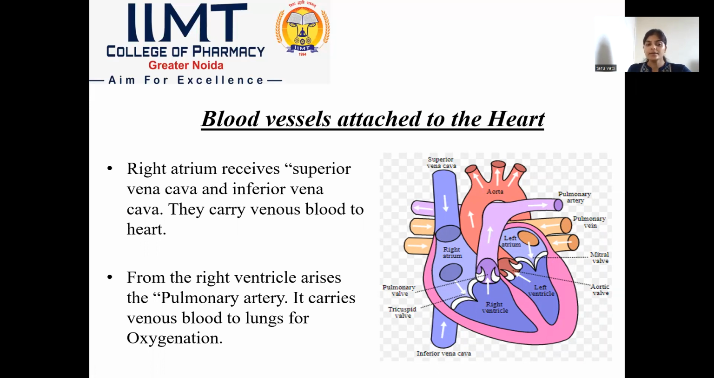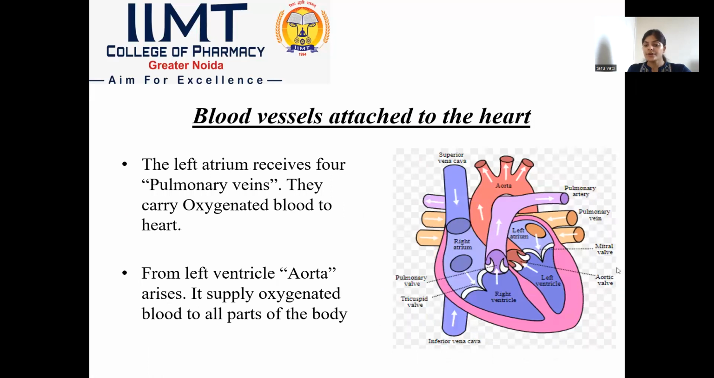Moving to the next slide, the left atrium. This is the left atrium chamber, and this left atrium receives 4 pulmonary veins, and these 4 pulmonary veins carry oxygenated blood to the heart. Now, from the left ventricle chamber, the aorta arises. The aorta supplies oxygenated blood to all parts of the body.